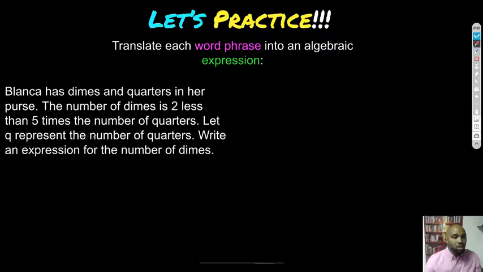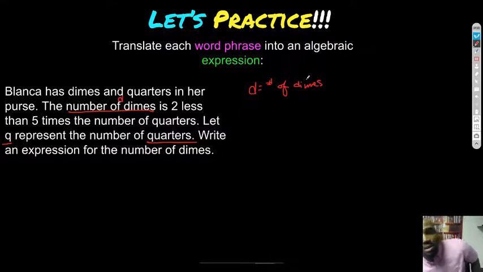Let Q represent the number of quarters. So Q is going to be our quarters. Write an expression for the number of dimes. So the number of dimes is 2 less than 5 times the number of quarters. So here's my dimes, number of dimes. This whole thing, number of dimes, we're going to let represent D. D is going to be equal to our number of dimes. Number of dimes. And be careful, don't just say dimes, because you're going to be like, what about the dimes?